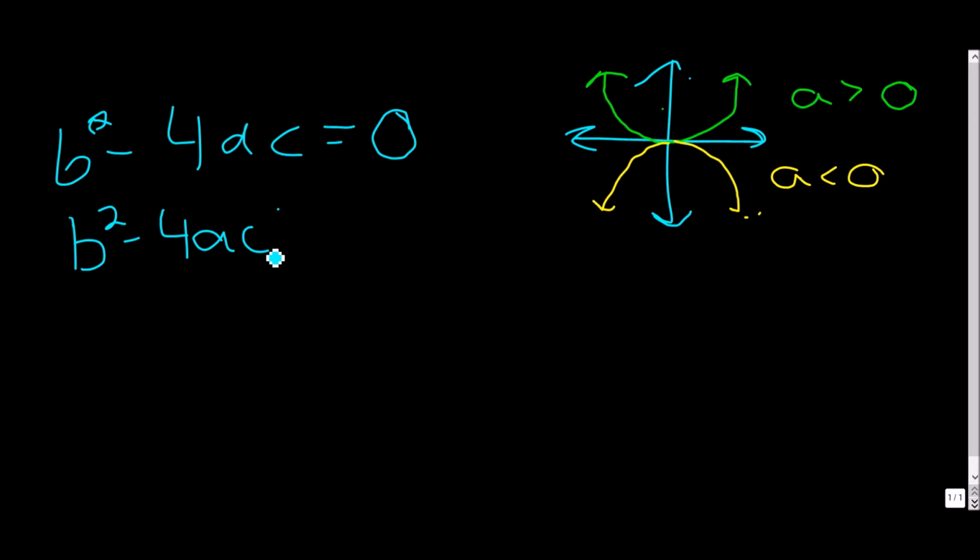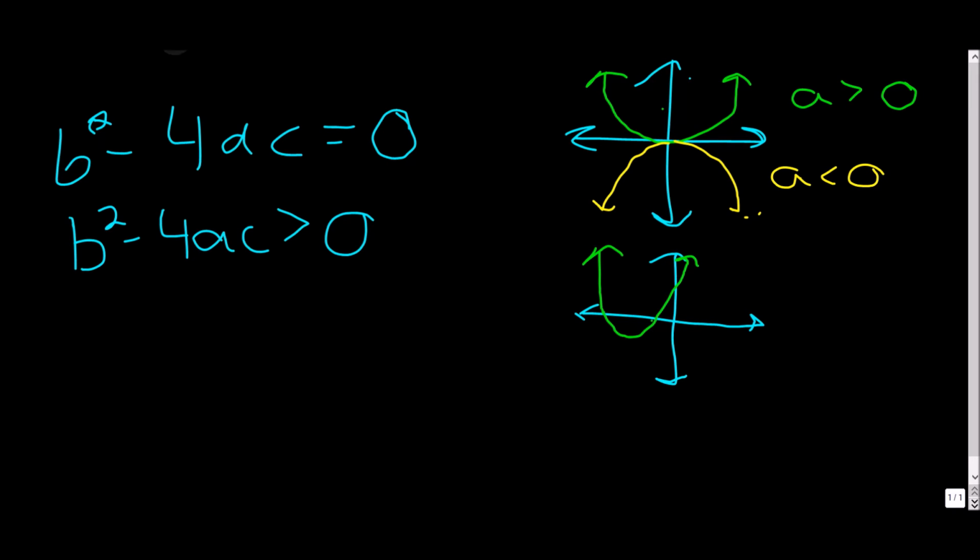If your discriminant is greater than 0, how does that change things? Well, if your discriminant is greater than 0, it's going to go through the x-axis and come back around. Remember, this means that it's going to have two distinct real answers, and that's represented by two distinct x-intercepts.